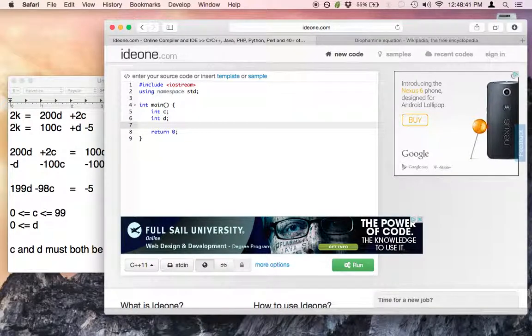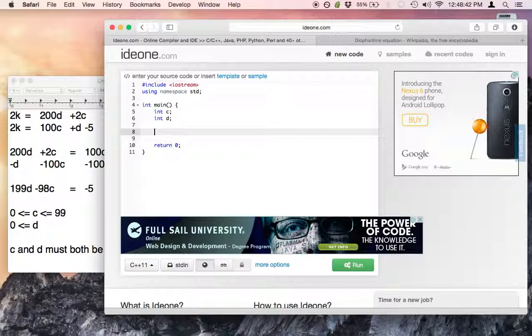And we're going to loop through the value of the cents from 0 to 99. So this is what a for loop looks like in C. We're going to start by setting C equal to 0, and we're going to keep looping as long as C is less than 100. Okay, so the loop will stop when C gets to 100.